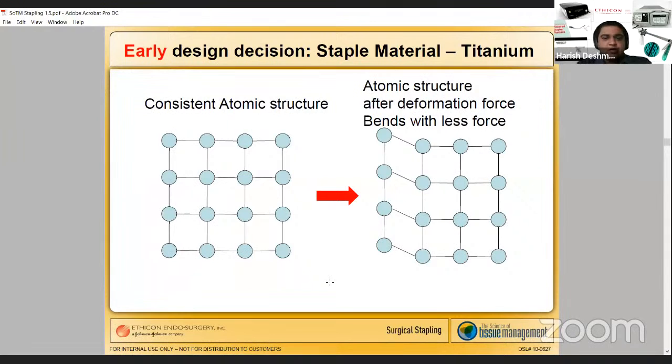This is one of the key differentiators between the staplers. Most of the staplers are made up of inert material, titanium. This is a regular or consistent atomic structure of titanium. On the right-hand side, what you're seeing is the deformed atomic structure when you have applied force to it.